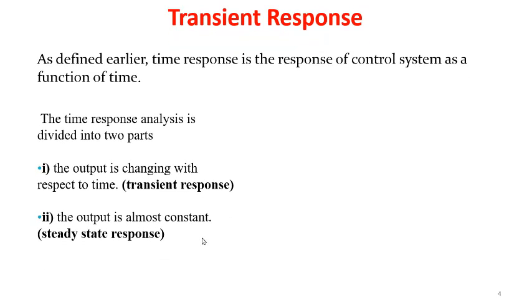Let's recall what time response is. As defined earlier, time response is the response of a control system, and it is a function of time. We have already discussed that in time response, systems are classified by the output into two phases: the first one is the transient phase, and the second one is the steady state phase, or we call it a transient response or a steady state response.